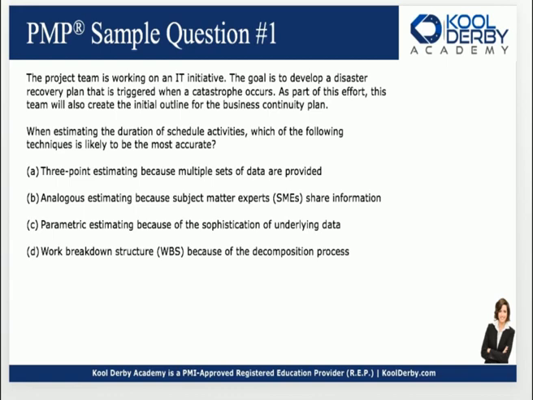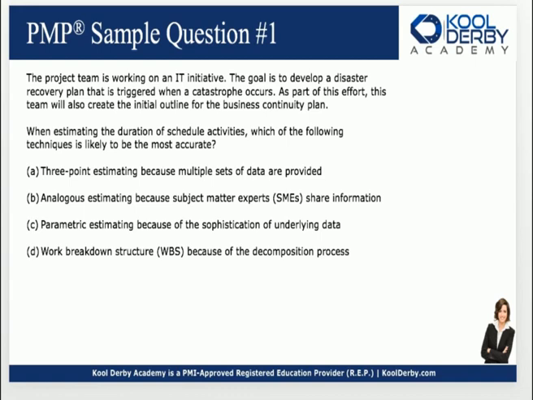So even though B came from subject matter experts, so did A. You ask somebody who does this work all the time, well, so A and B are gone. The answer is parametric estimating because of the sophistication of underlying data. So when we start inputting numbers, when we start putting information based on historical projects, and we start feeding it into an algorithm, assuming we've got good information, parametric estimating, anything that's quantitative, is going to give you a better result.